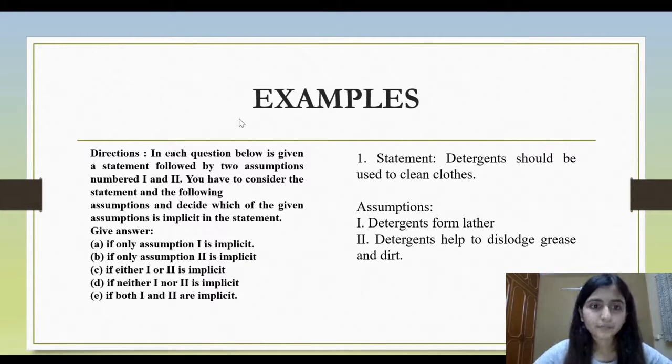Read the directions properly. In each question below, a statement is given. It is followed by two assumptions. You consider the statement and the following assumptions, and then you have to answer which of the assumptions are actually implicit in the statement before you. So the answer needs to be marked A if you think that only the first assumption is correct. It's B if only the second assumption is correct. It's C if either A or B. It's D if neither of the assumptions is implicit. And it's E if both 1 and 2 are implicit.